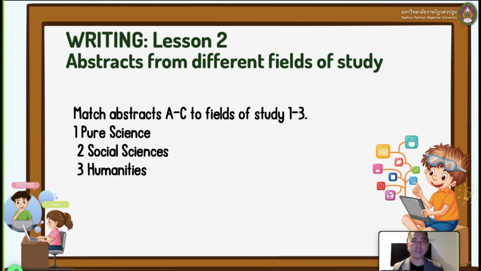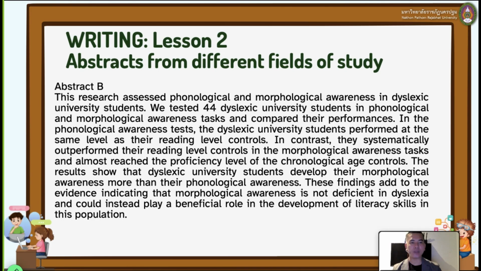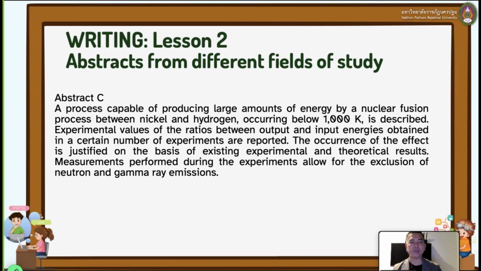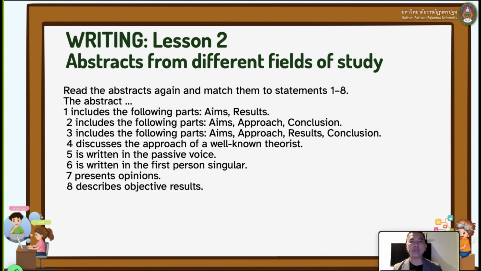Match abstracts A to C to the field of study 1 to 3. We have pure science, social sciences, and humanities. So this is abstract A. And this is abstract B. This is abstract C. So abstract A is humanities, abstract B is social science, abstract C is pure science. Read the abstract again and match them to 1 to 8.